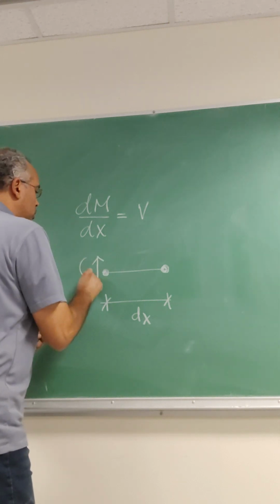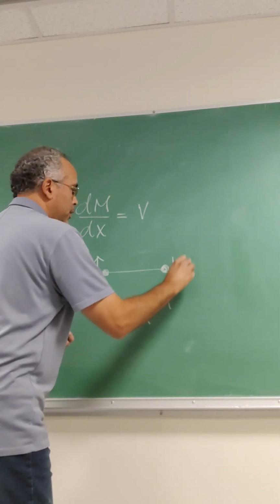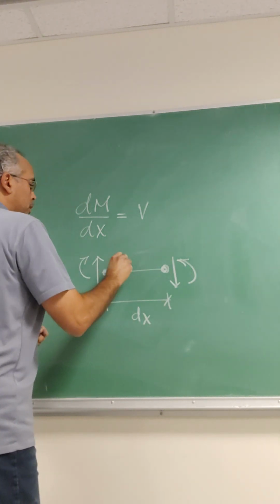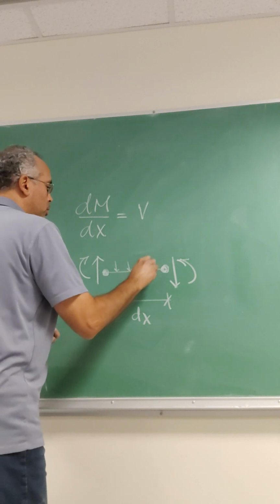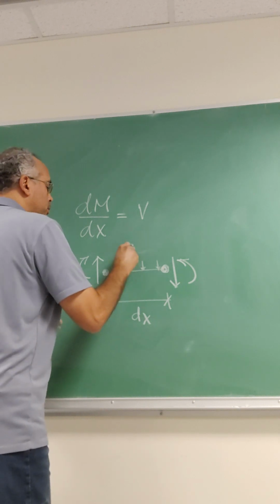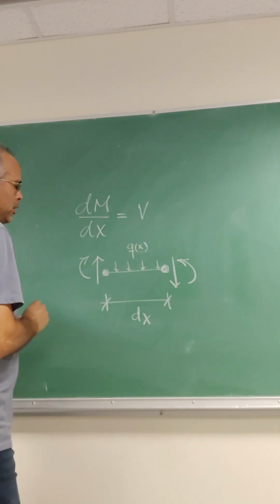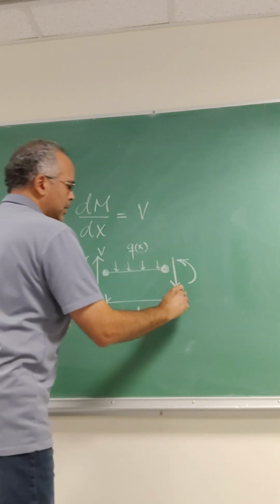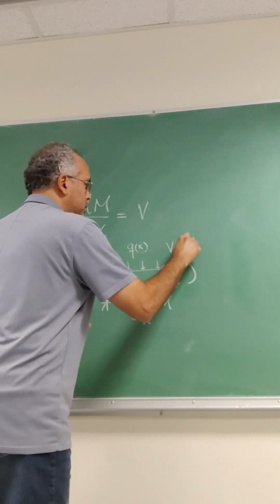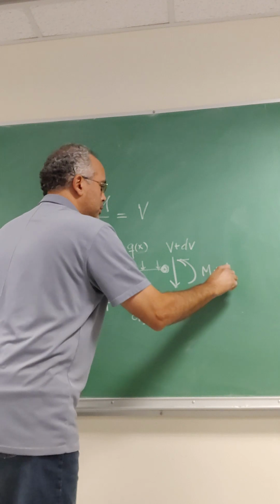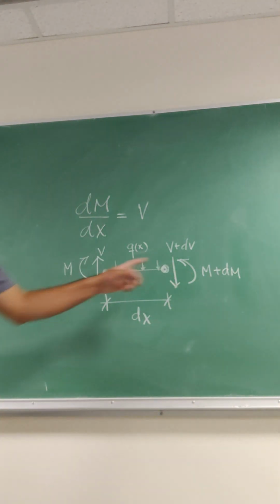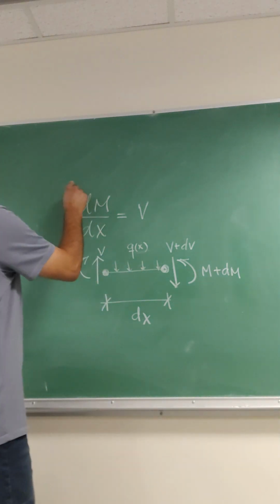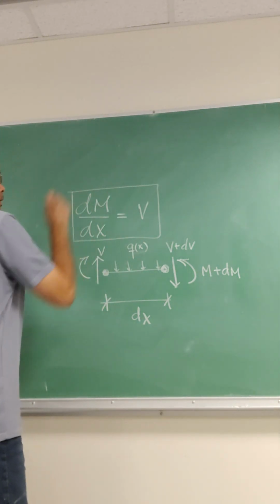Subject to shear on one side, on the other side, bending moment, and then uniform or any kind of distributed load which varies across the length, right? So this is M on one side, this is V on one side, this is V plus dV, this is M plus dM. And if you do the equilibrium equation of that and you do sum of moments, sum of forces, you arrive at this equation right here.